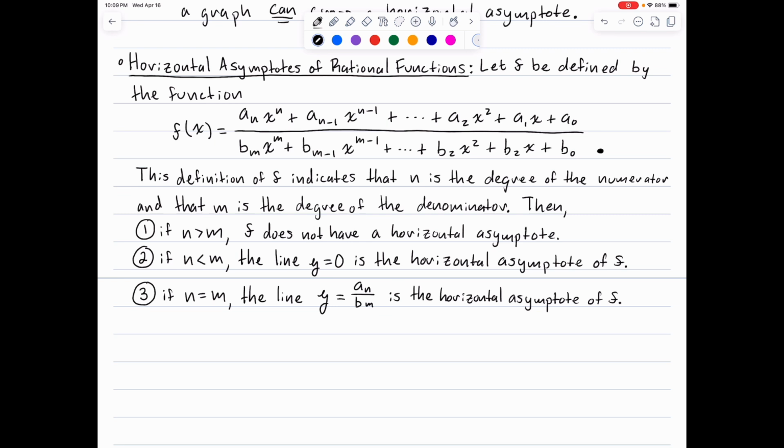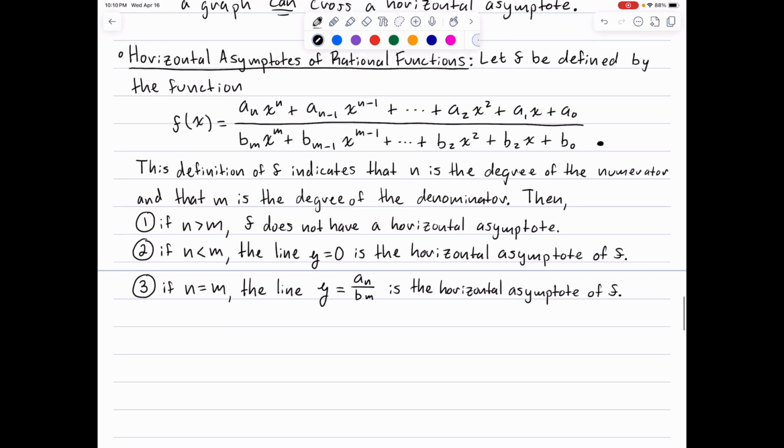Okay, and that is our 3 options. Either the numerator can be bigger than the denominator, then there just isn't a horizontal asymptote. The numerator could be smaller than the denominator, then it's just y equals 0. And if they're the same, then it's the ratio between the leading coefficient of the numerator and the leading coefficient of the denominator. All right, so before we get into an example, we're just going to have a quick note.